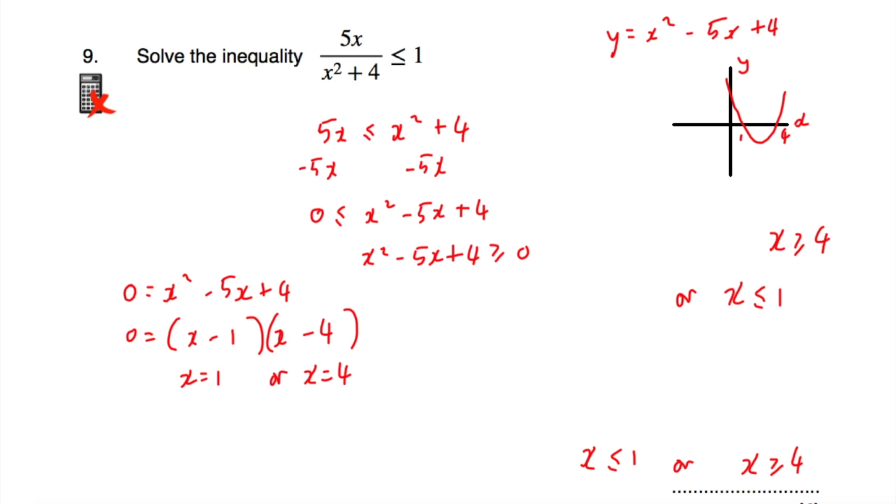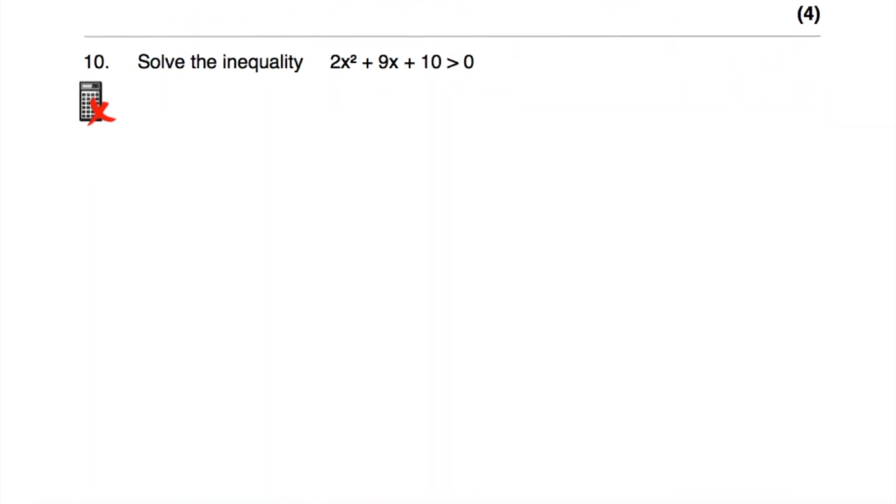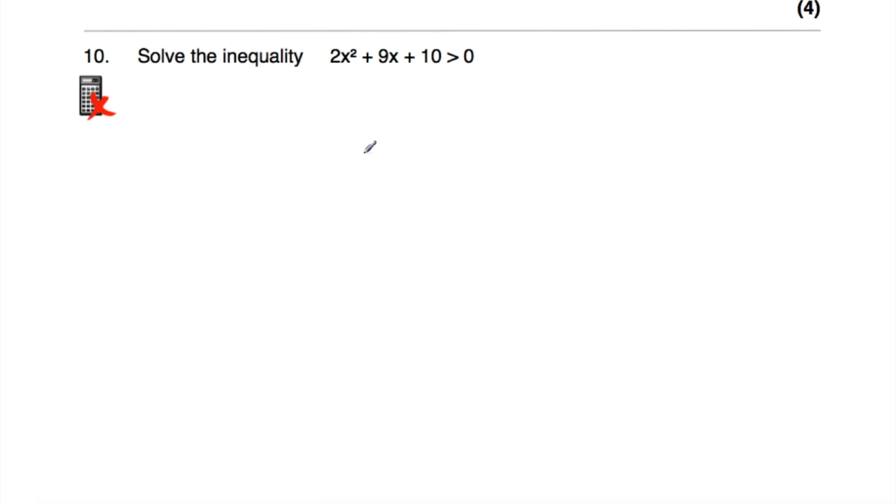Okay, let's look at question number 10. Okay, so this time we've been asked to solve the inequality 2x squared plus 9x plus 10 is bigger than 0. So this time, again, we've got our quadratic, and it's got 0 on the right-hand side, so that's quite nice. So let's sketch the graph of y equals 2x squared plus 9x plus 10. So let's get our x-axis and our y-axis, and let's label them x-axis and y-axis.